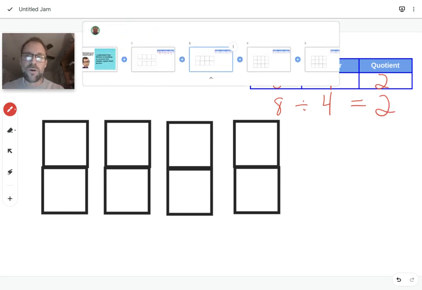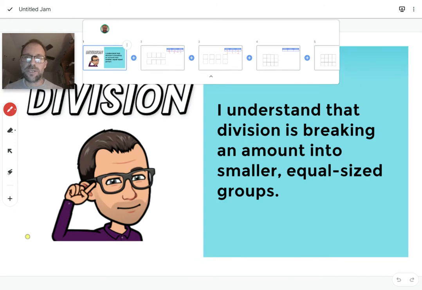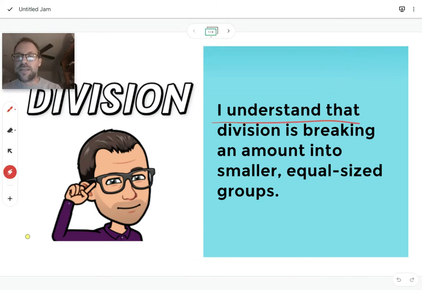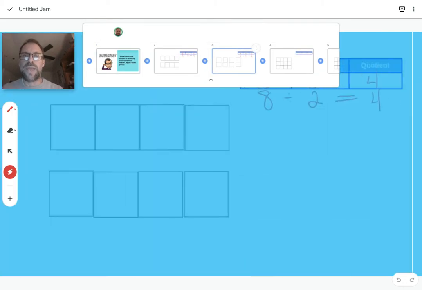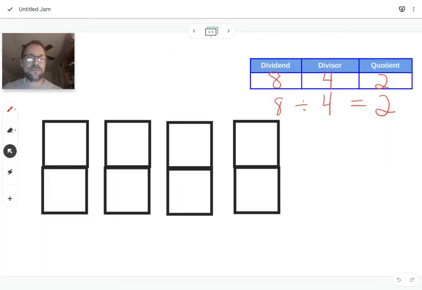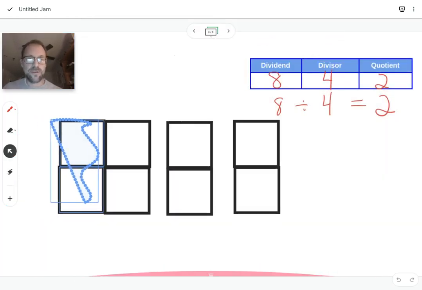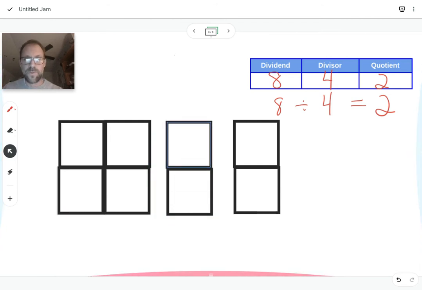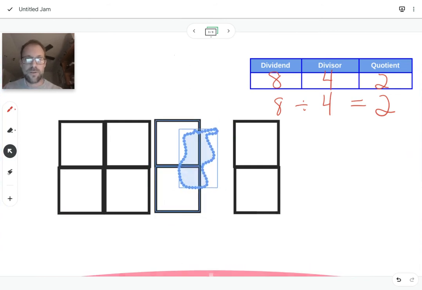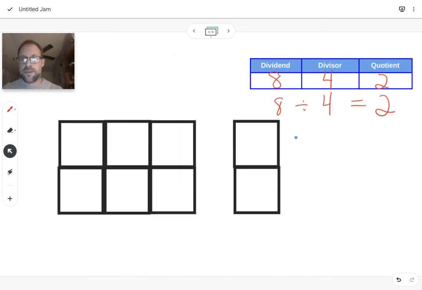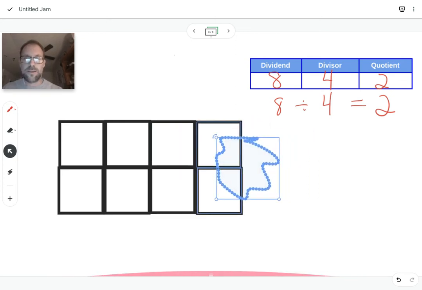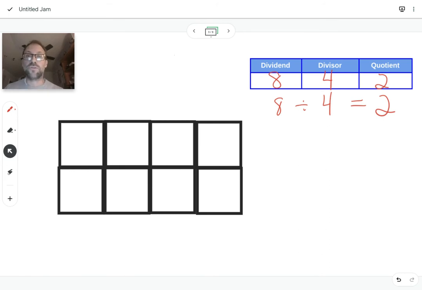All right, so look, I want to go back to our learning target. Our learning target is, I understand that division is breaking up an amount into smaller equal size groups. And that's what I want you to see here, okay? When we have an amount such as 8, and we break it up into equal size groups, let's say 4 groups, what we end up with in each group is our answer, our quotient.